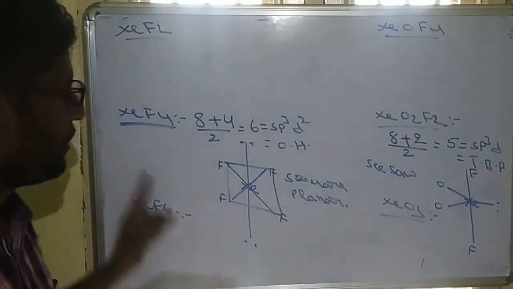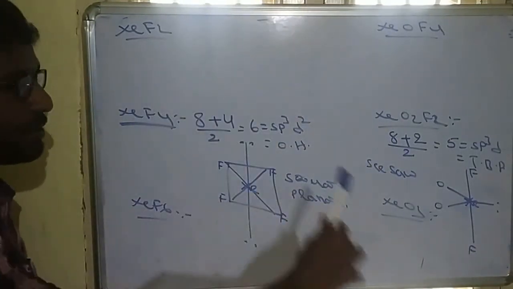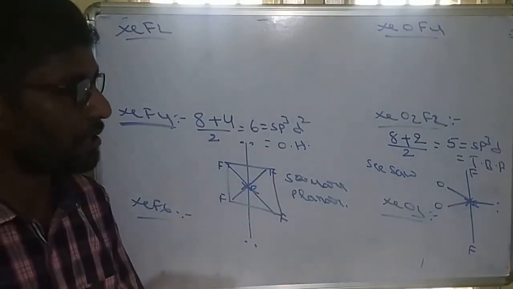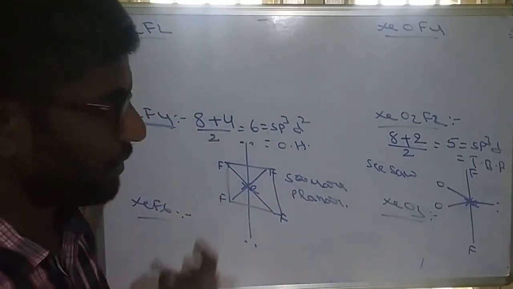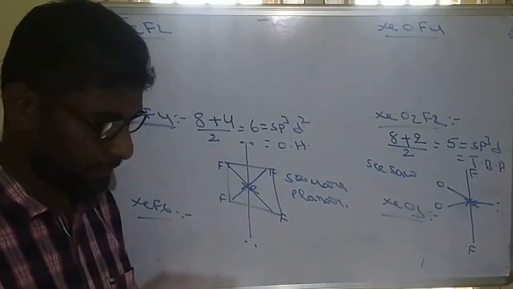Like that we can determine XeF2, XeOF4, XeF6 and XeO3. So practice this and send it in the group. This hybridization is also most important. Mostly in the exam they will ask what is the geometry, what is the hybridization, how many lone pairs are there. So any type of question is possible. So this is about noble gas compounds.